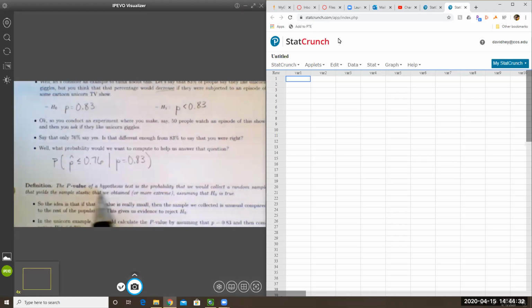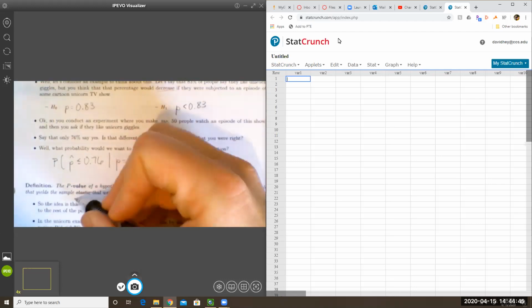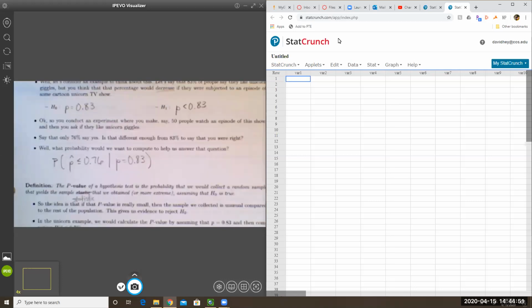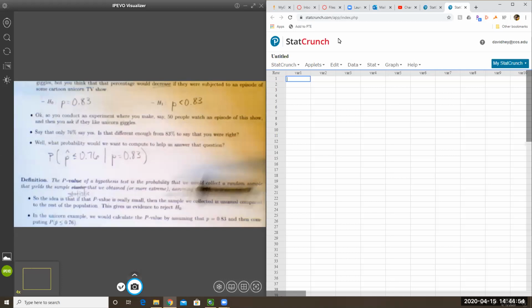The p-value of a hypothesis test is the probability that we would collect a random sample that yields the sample statistic that we obtained, or something more extreme, assuming that the null hypothesis is true. That's what the p-value is. This is a very, very important concept. It is definitely something you are going to be tested on. I'm definitely going to ask you questions on your Unit 3 test about the p-value and what the p-value means. So you need to understand what the p-value is.